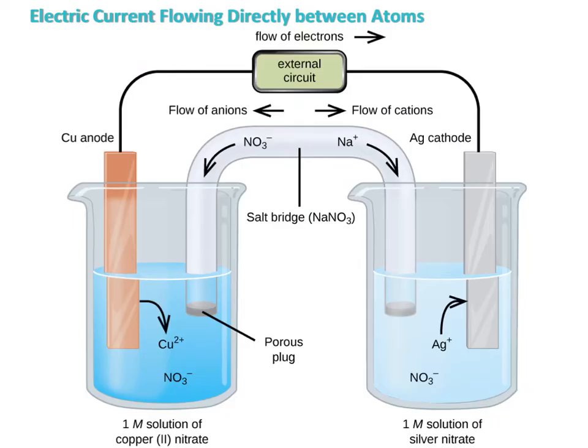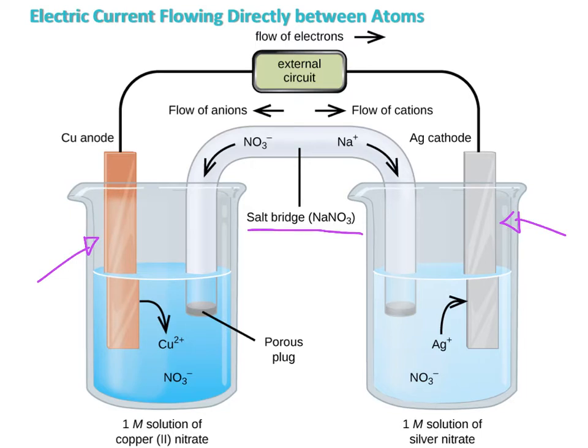Here we have a galvanic cell, meaning that it's a spontaneous reaction that we have depicted here. Now I'm going to point out what everything is, and then I'll explain what's going on. So we have a salt bridge made out of sodium nitrate. We have two pieces of foil. One is copper foil, the other is silver foil.